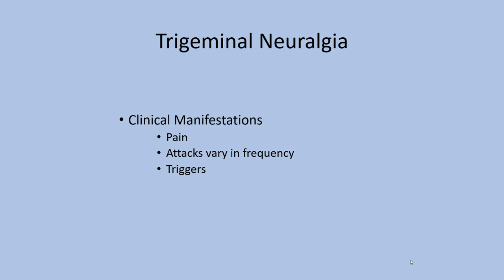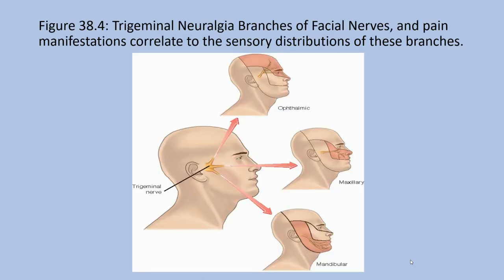And then like we talked about brushing the teeth, but even bathing or shaving can be another one that can trigger the pain. And then patients can have anywhere from 1 attack per day or as many as 10 to 15 attacks an hour. So here's trigeminal neuralgia affecting the three areas of cranial nerve 5 there. So you've got the ophthalmic, maxillary, and mandibular zones.